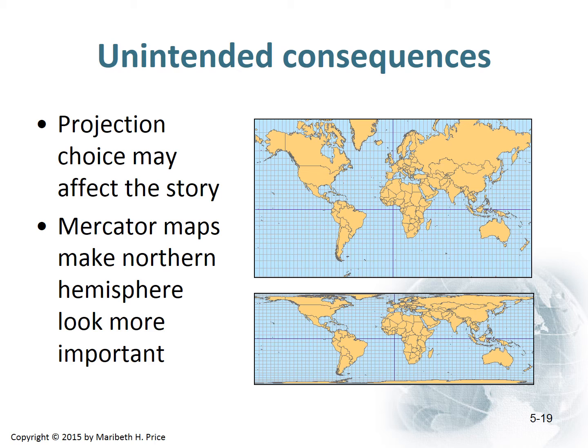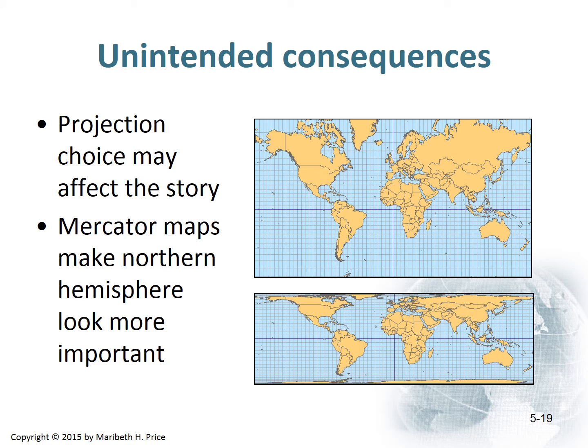Unintended consequences. Projections can distort things, and projection choice may affect the story. Mercator maps make the northern hemisphere look more important. If we look here, we have two different map elements, and if you look at the size of Greenland versus Africa, it just doesn't make sense.